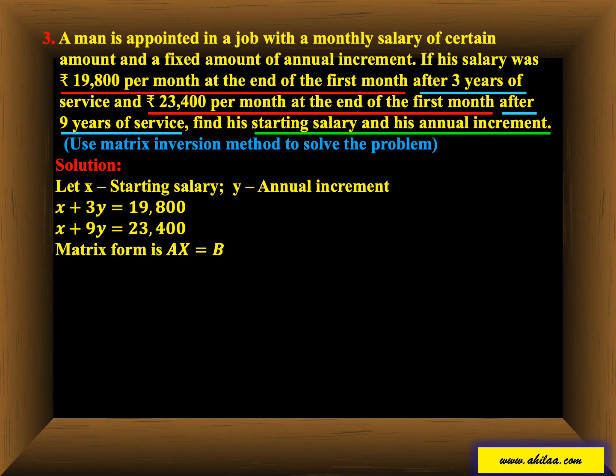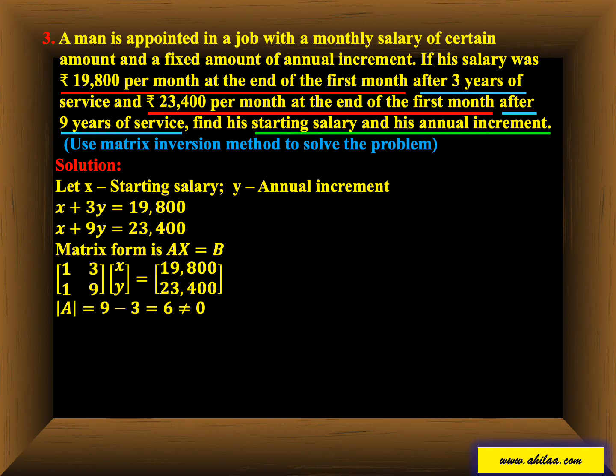Now we write the matrix form of these equations, that is capital AX equal to B form. So collect the coefficient matrix, variable matrix, and the constant matrix. Coefficient matrix is 1, 3, 1, 9. Variables are x, y, so column matrix x, y, and the constants here are 19,800 and 23,400. So that becomes B. Now determinant A is 6, not equal to 0.